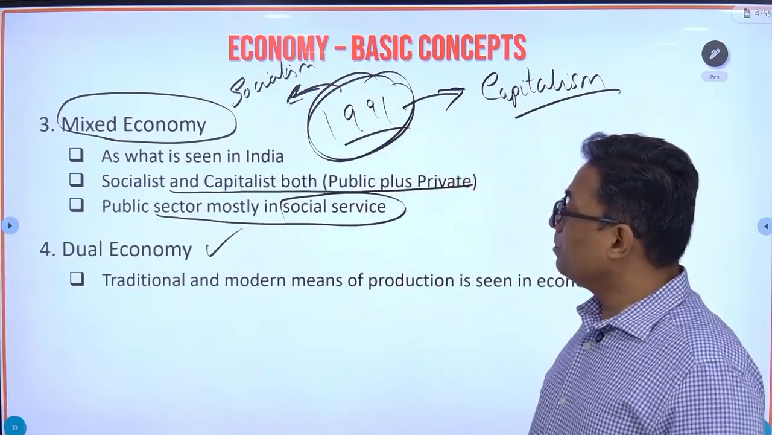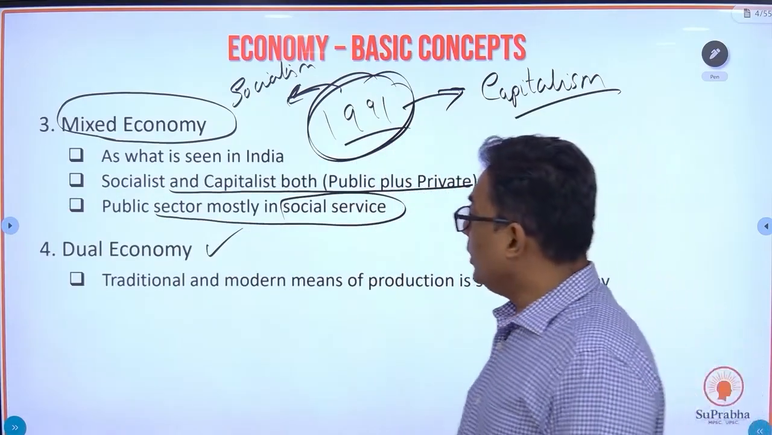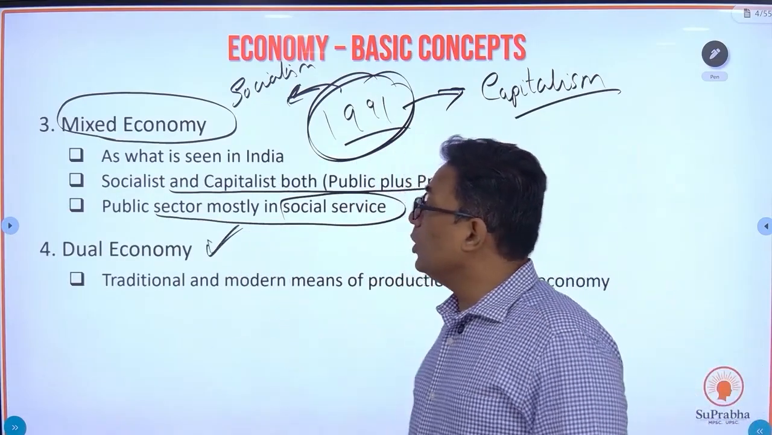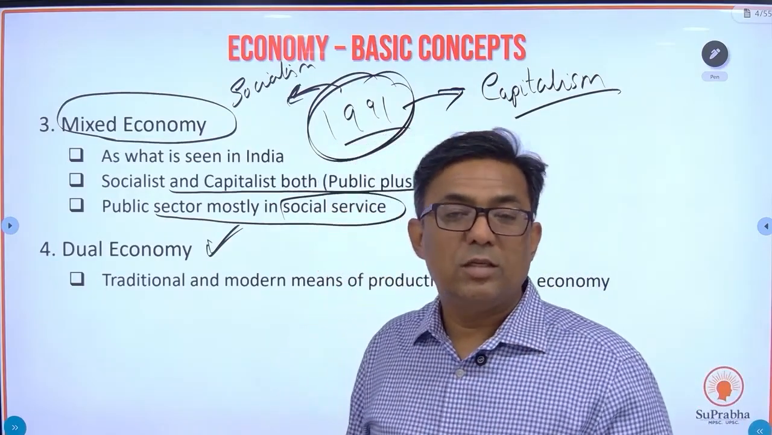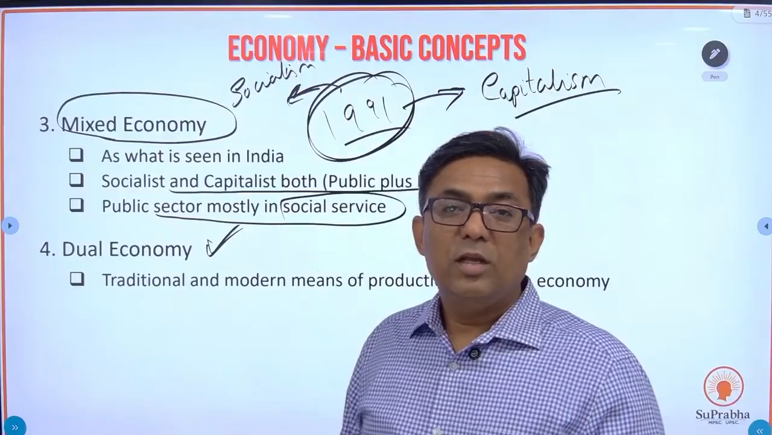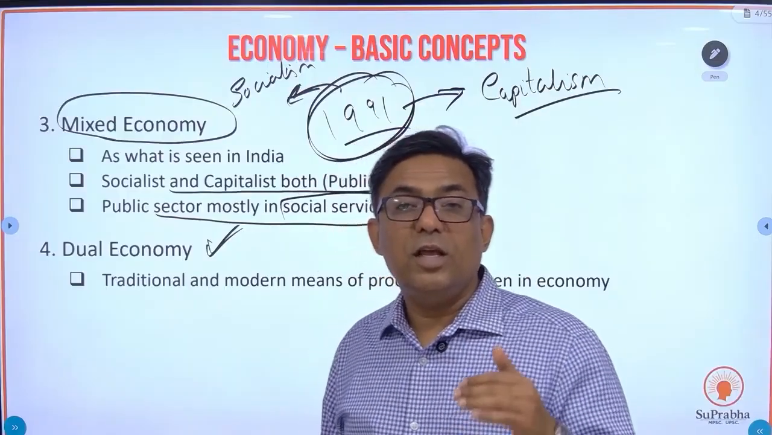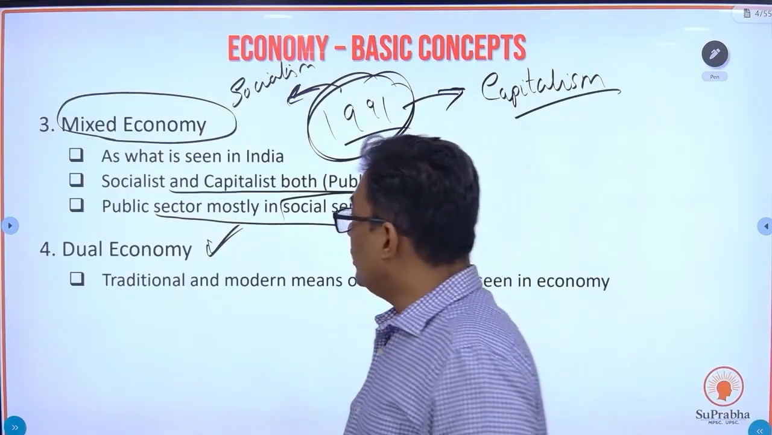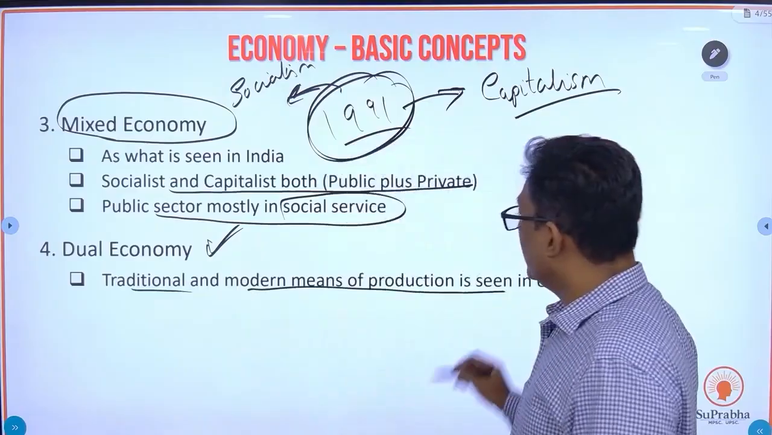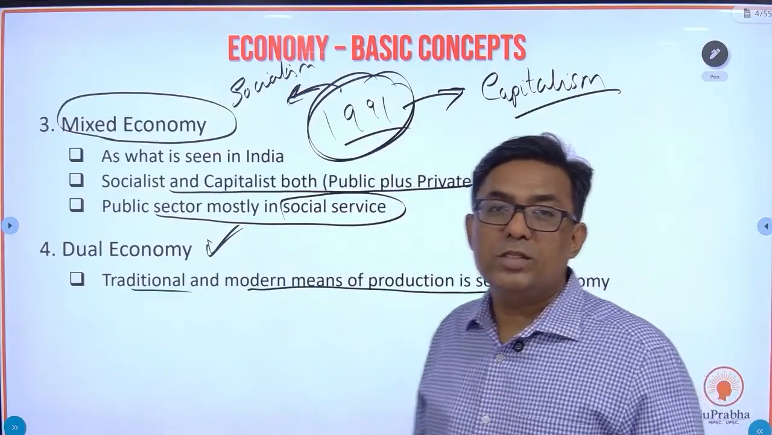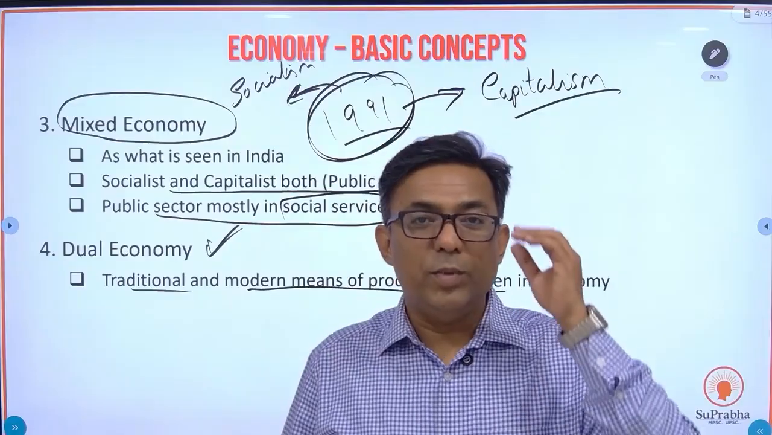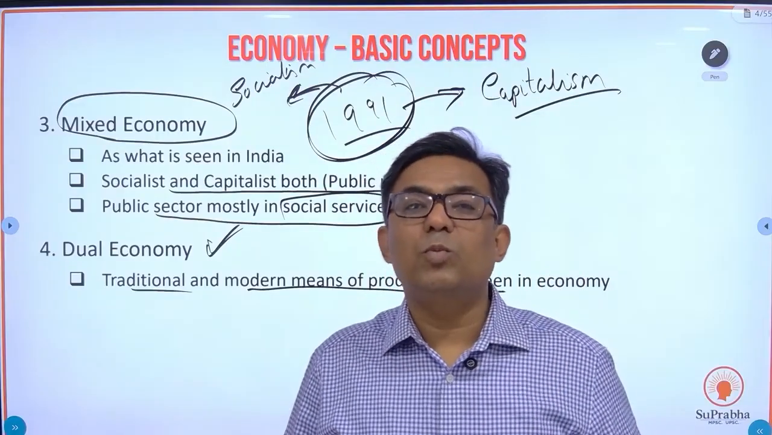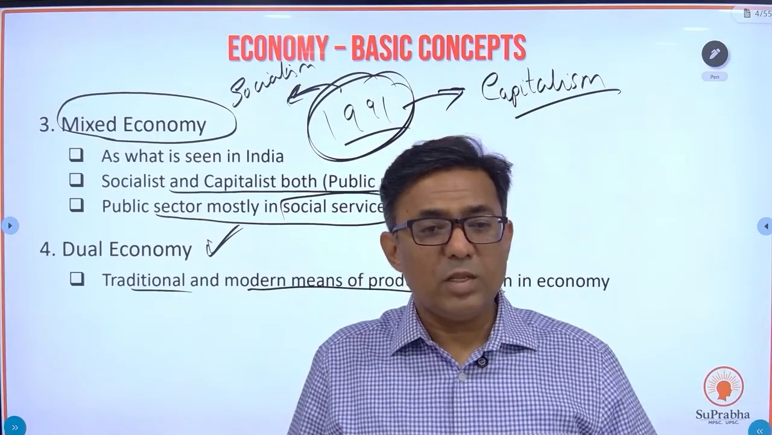Then dual economy. Kindly understand the difference between dual economy and mixed economy. Mixed economy, public and private both coexist. Dual economy, you have traditional as well as modern means of production, that is known as a dual economy. Both the types of production are seen. So it is basically a characteristic of an underdeveloped or developing economy that you can see both traditional as well as modern means of production.